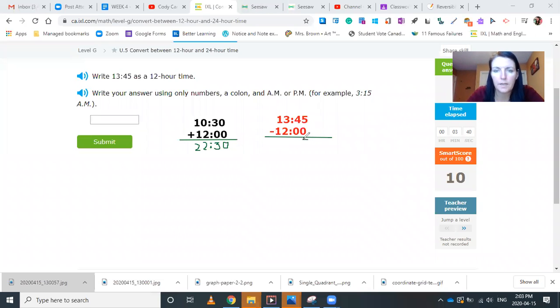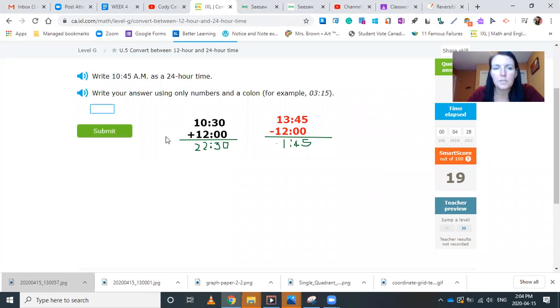Okay, so 5 minus 0 is 5. Remember, your minutes stay the same. 3 minus 2 is 1, and 1 minus 1 is nothing. All right, so this is 1:45. Now the question is, for my 12-hour time, I have to add my AM or PM. Okay, so I'm going to write 1:45. How do I know if this is AM or PM? If you look back at the first part, 13:45 is above 12, so it's afternoon. It's in the afternoon, so it's PM. All right, and then you write a capital P, dot, capital M, dot. And that is how you write that.